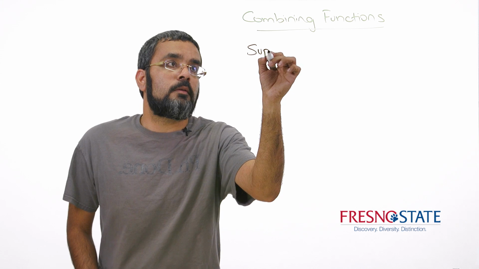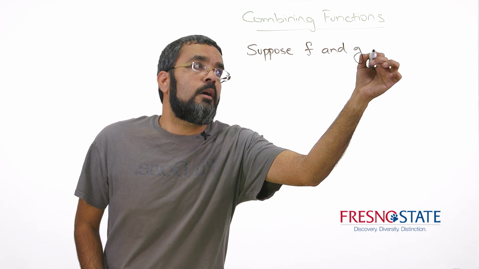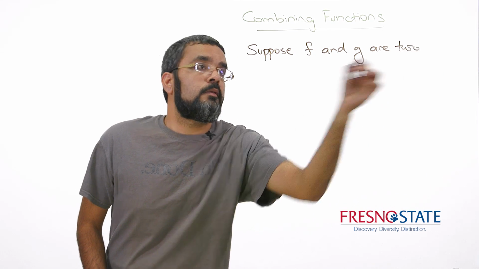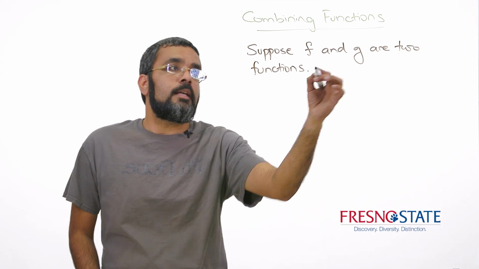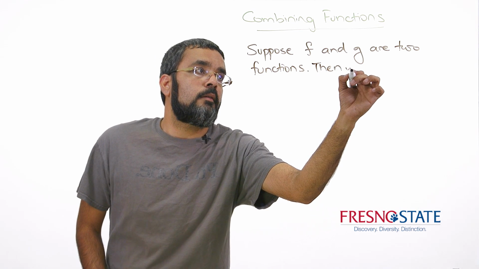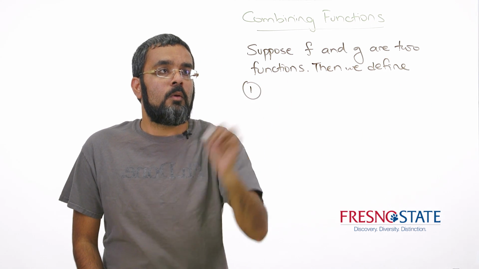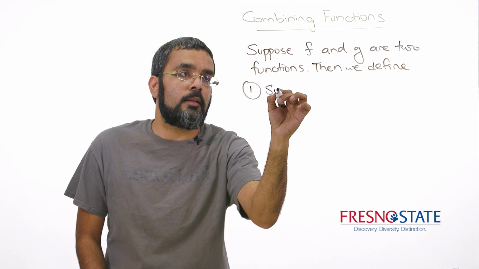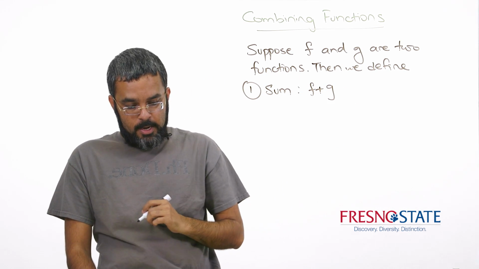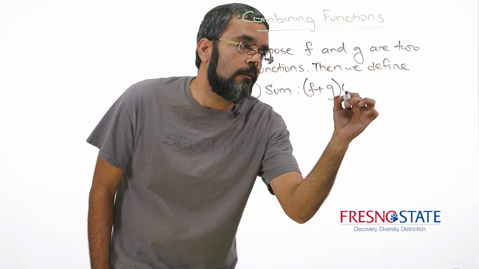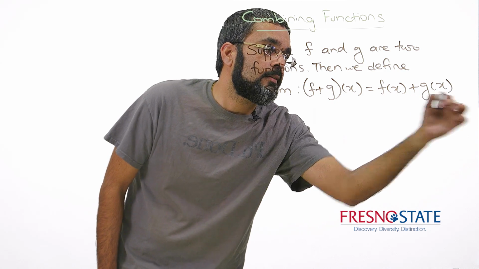So suppose f and g are two functions. Then we can define what we call the sum of two functions. We call that the sum, and this is f plus g. We define this function f plus g of x as f(x) plus g(x).